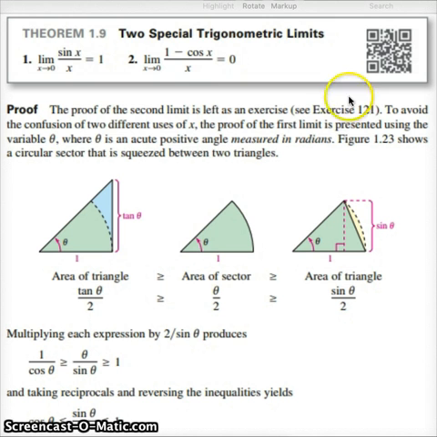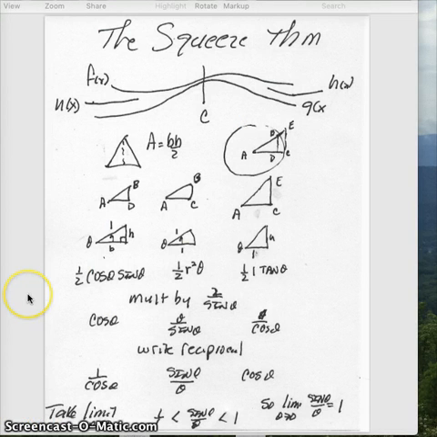But anyway, if you notice, this sector area is between the area of these two triangles. So I worked this out on my own, and I was pretty close to being right. Let's show you what I did. Okay, so here is my idea of this. Here's the little graphic idea of what's called the squeeze theorem.